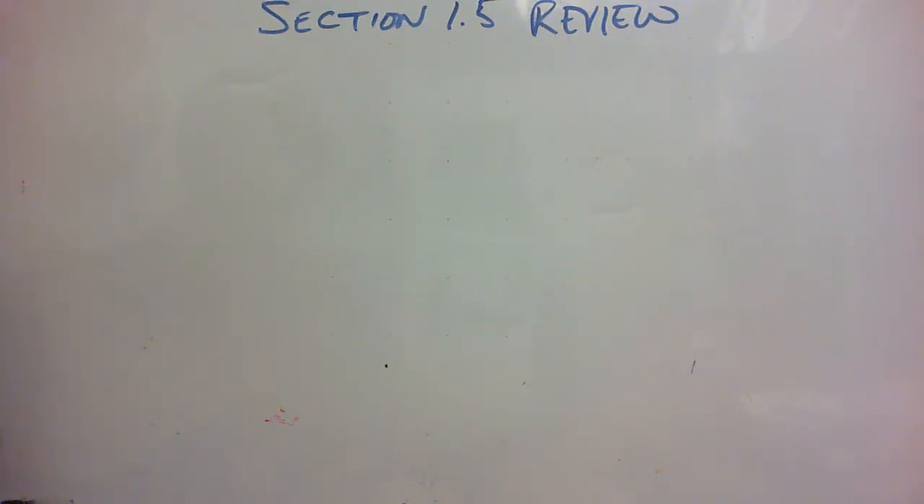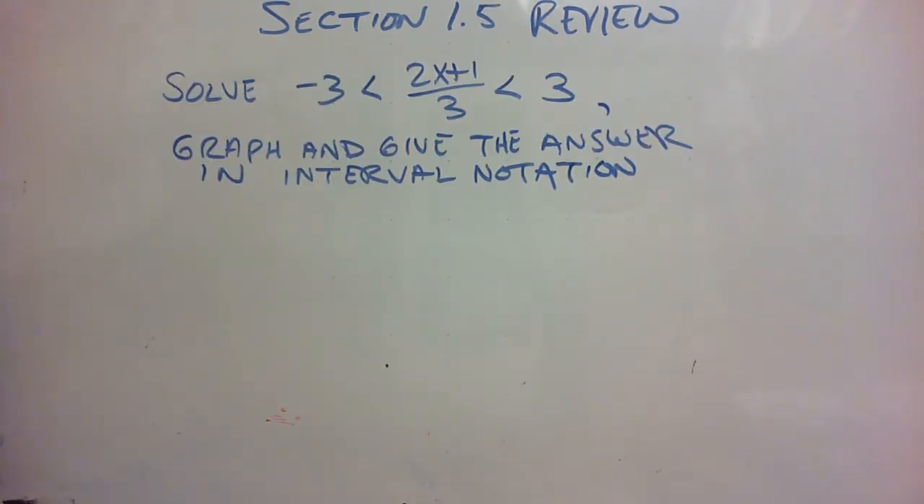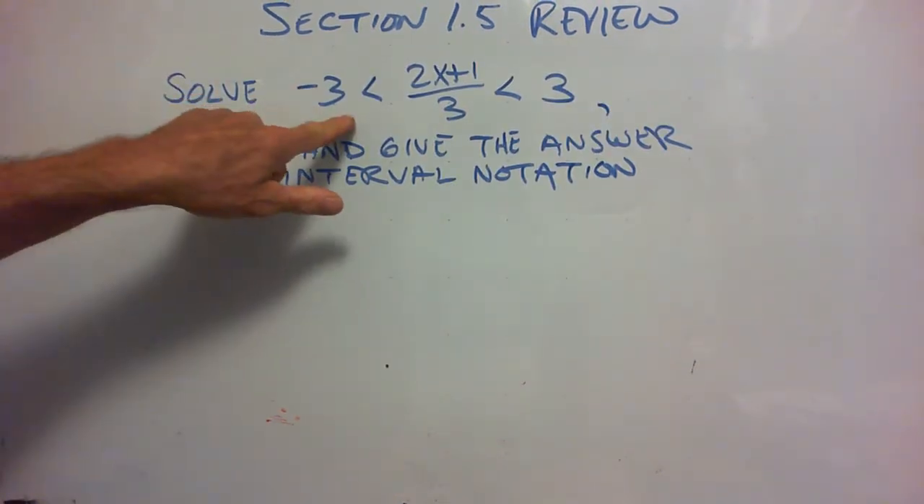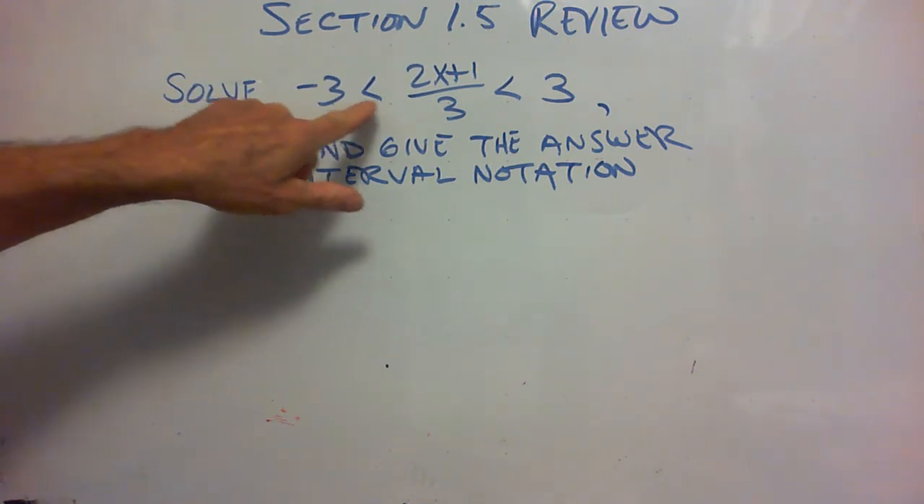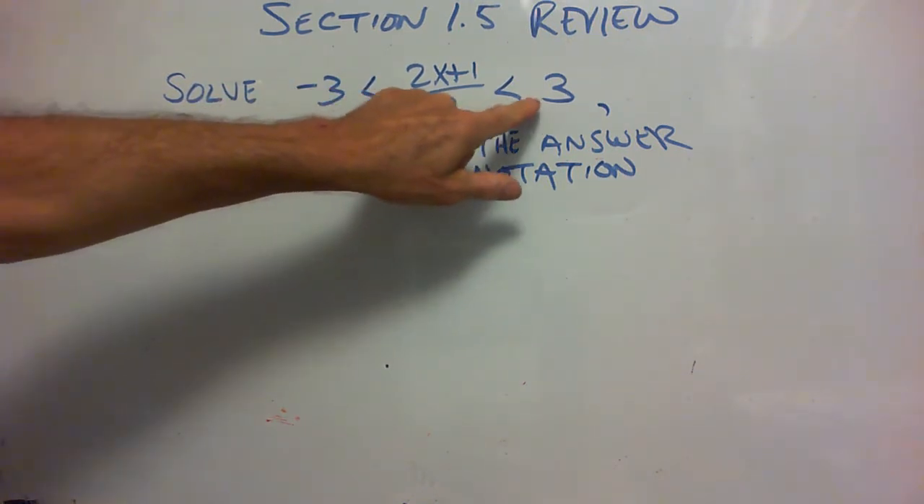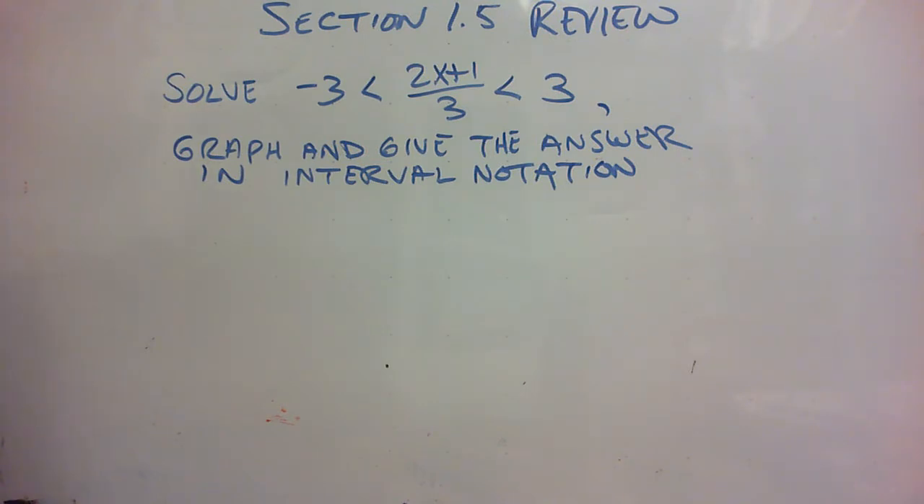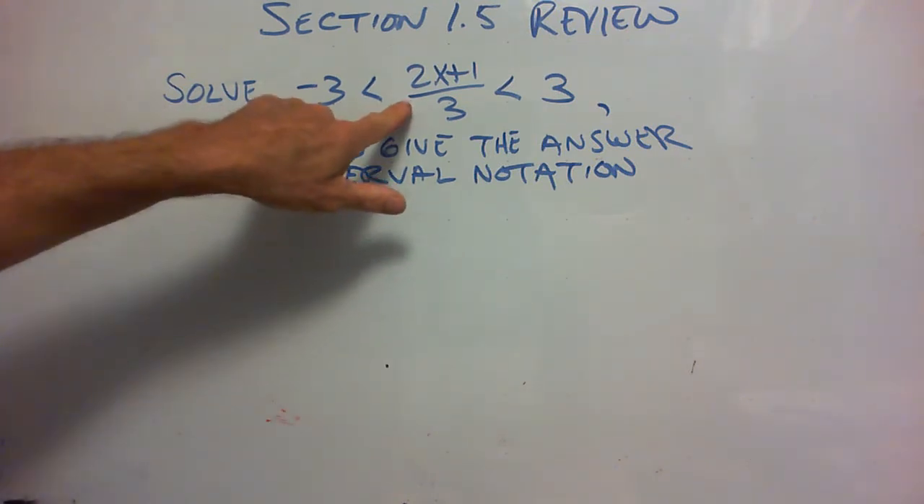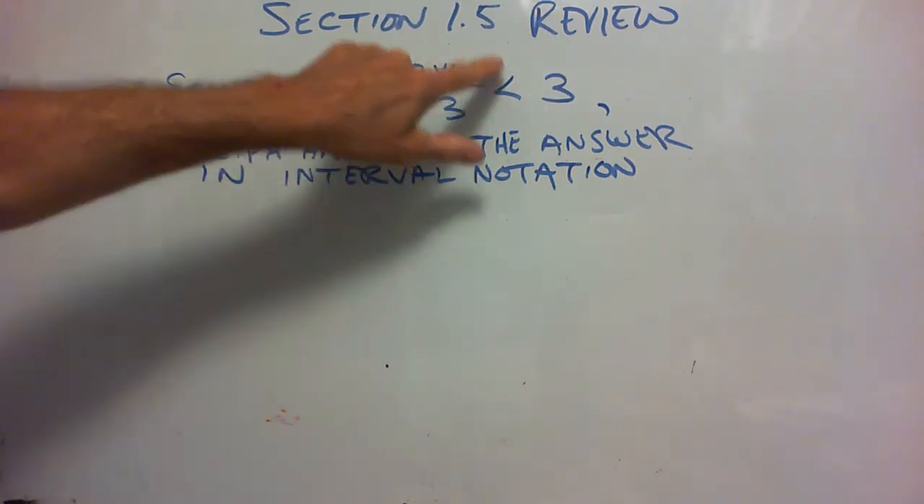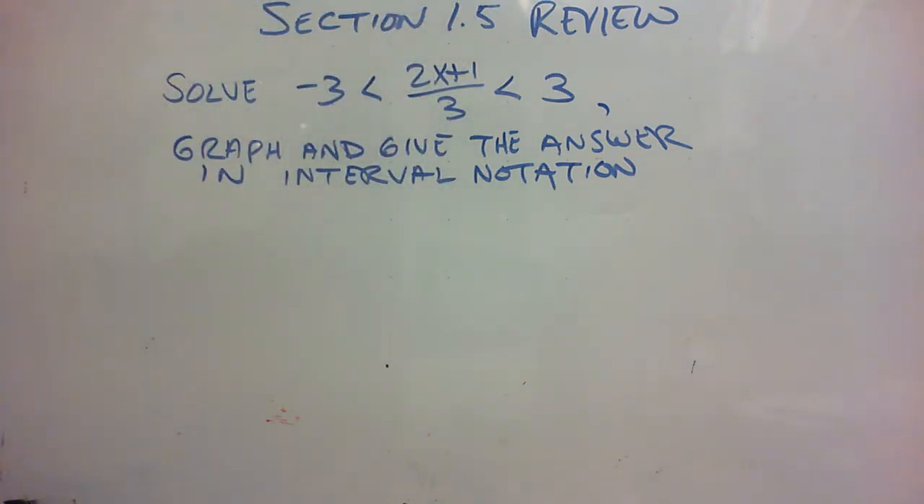Okay, we're going to do some section 1.5 review problems. For our first problem, we're going to solve this double inequality, negative 3 less than (2x plus 1) over 3 less than 3. And it's a double linear inequality. We have a linear expression in the middle.